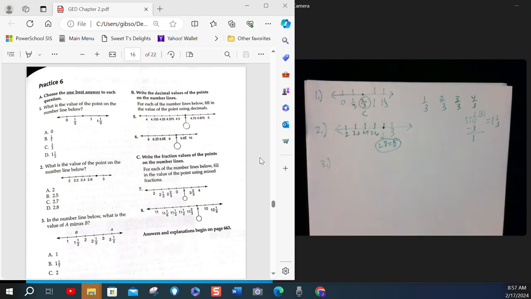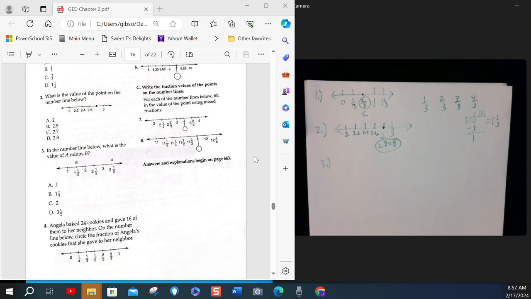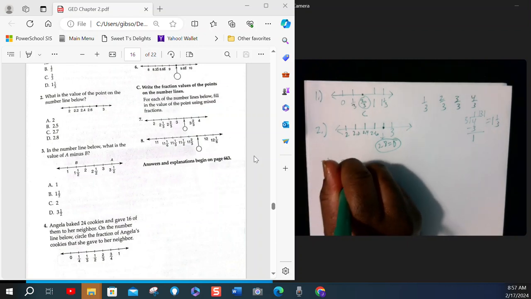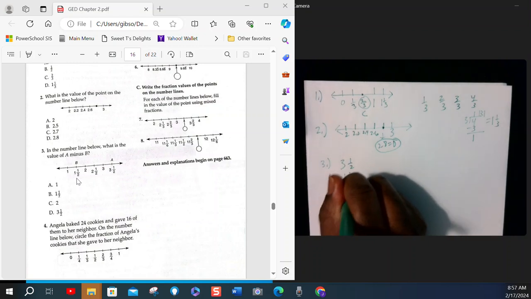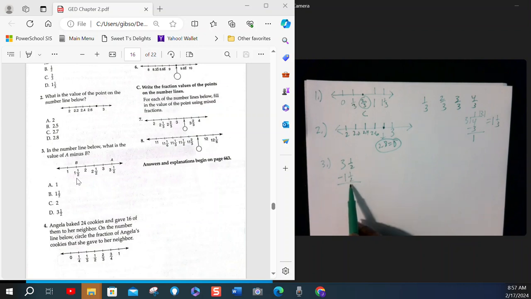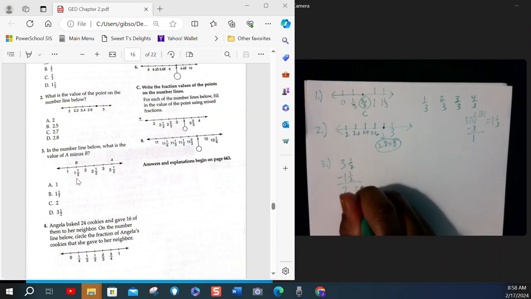Now we go to problem number 3. It says in the number line below, what is the value of A minus B? So A is 3.5. We see that A signifies 3.5 and B signifies 1 1/2. Now, if we look here, 1/2 minus 1/2 is 0. We don't write the 0 yet because we need to see what our whole numbers will yield. 3 minus 1 is 2. So we don't have to write that 0. So our answer here is just 2, which is C.